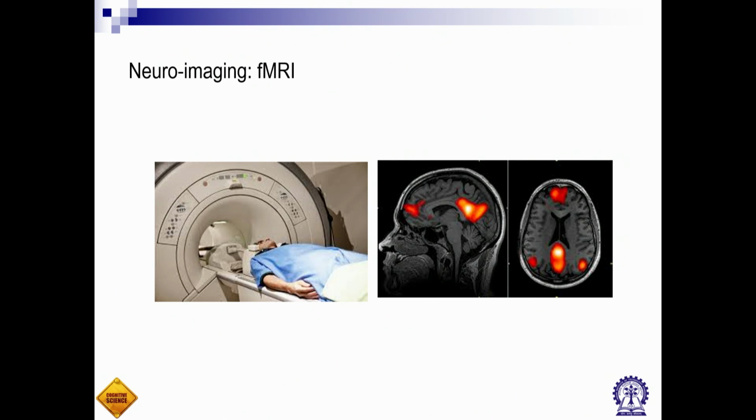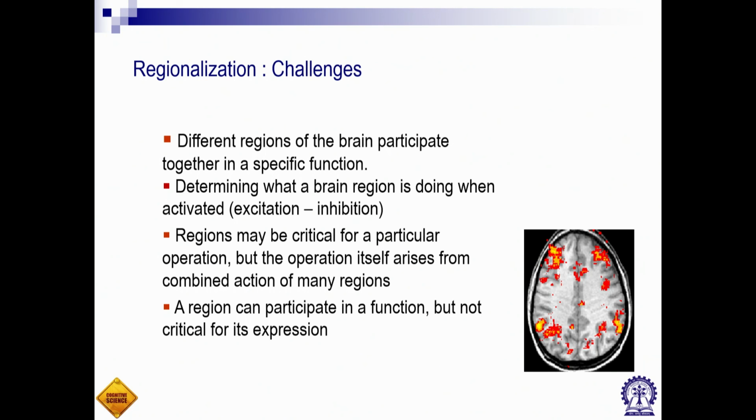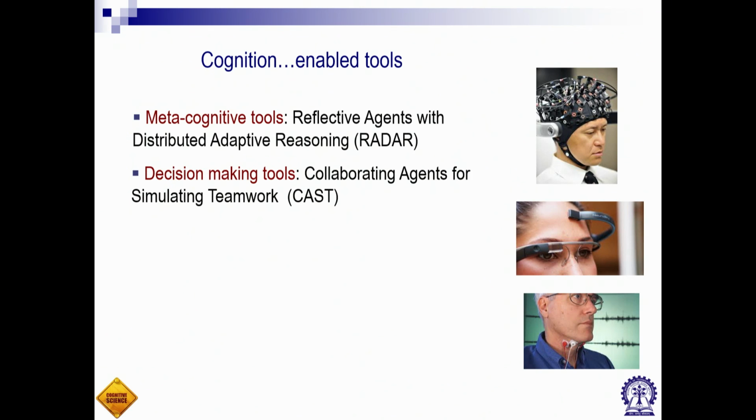So there are many challenges. We do not know how many areas are participating in one mental activity like cognition. We do not know what the brain is actually doing when there is an activation. Is it an excitation or inhibition? We do not know. It's possible that a region can participate in a function, but is not at all critical for expression. It may be activating, but it's not so critical at a given expression. So these are the different problems.